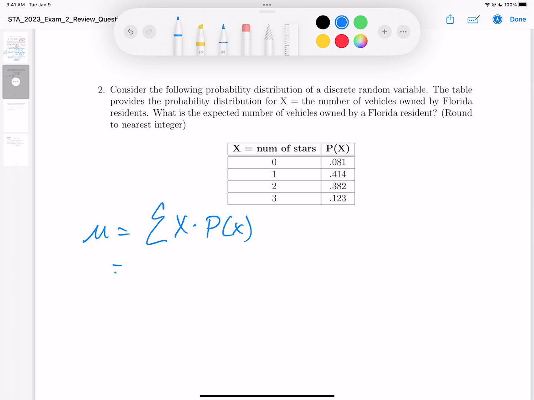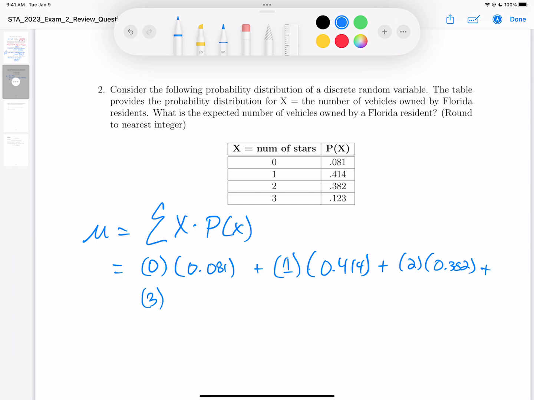So what does that look like for us? We take our first value of X, which is 0, and we multiply that by the probability that we get 0, which is 0.081, plus the next value of X is 1. 1 gets multiplied by 0.414, because that's the probability of us having 1 car, and so on and so forth. 2 times 0.382, and then lastly plus 3 times 0.123. Okay? So we are going to put these values into our calculator.